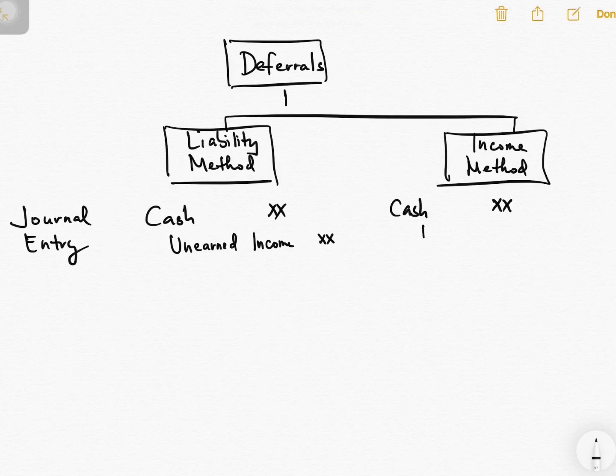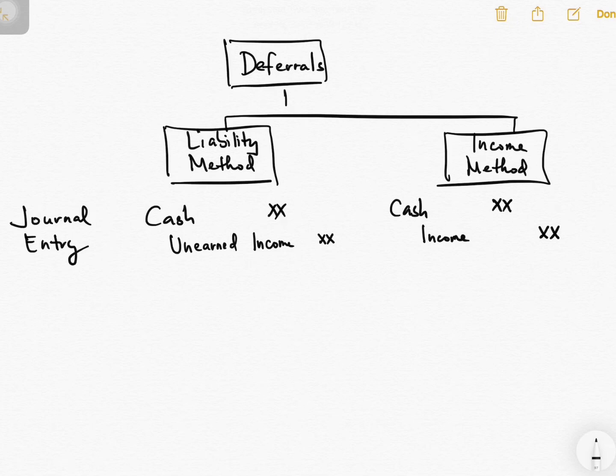For the income method, what you will be crediting here is income. But income is actually general, it should be more specific. Anyway, this is the pro forma for the journal entry. Again, this is the journal entry, not the adjusting entry. So if you are doing the liability method, you will credit liability. If you are doing the income method, you will credit income.